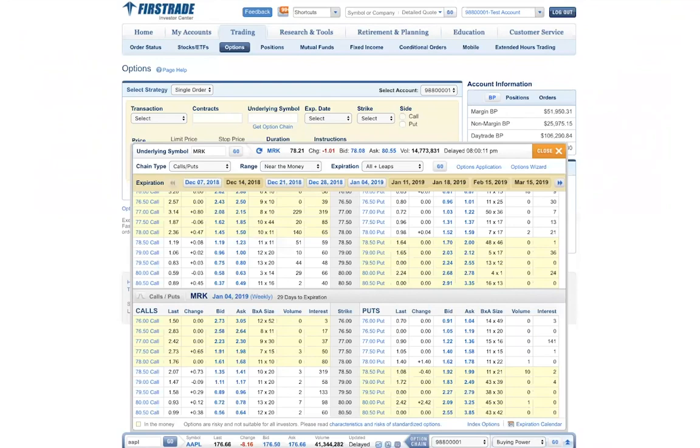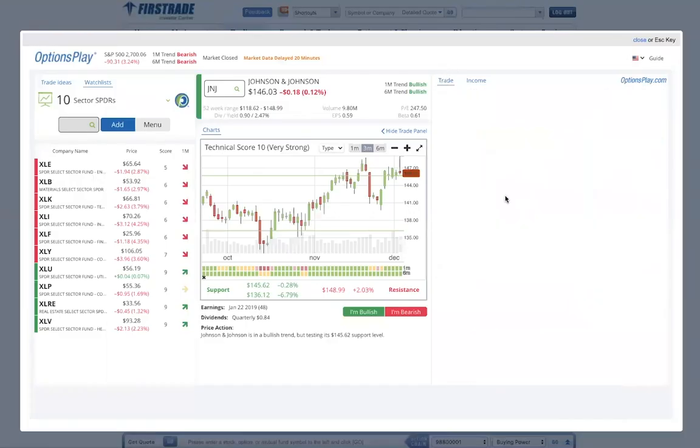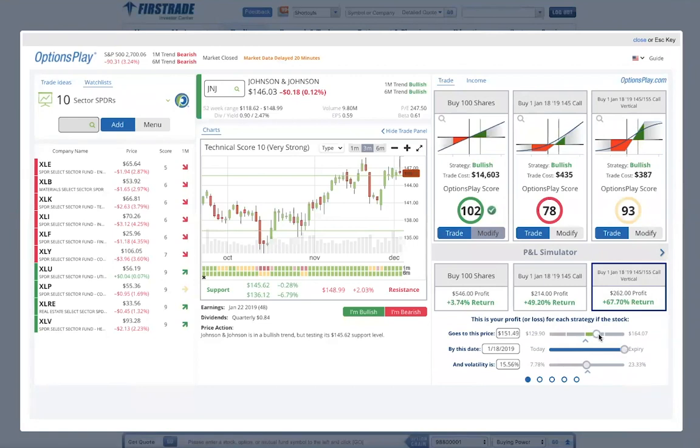That's why we created Options Play, so that you can utilize our P&L simulator that will actually show you exactly how much profit you would expect from buying the stock. And if the stock went up to 152.5, how much money exactly would you make on the stock versus how much money would you make on the call option?